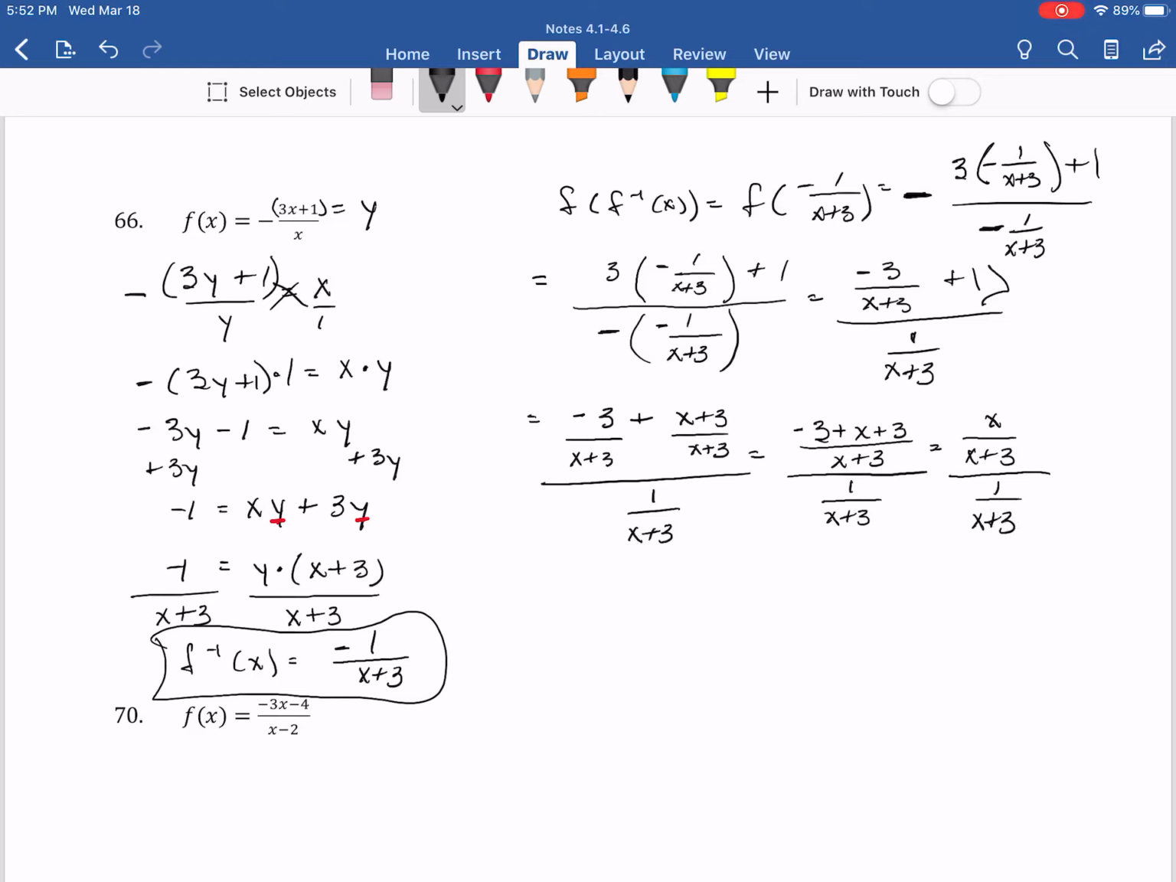Okay, remember how to divide fractions? Take the top fraction times the reciprocal of the bottom fraction. And look what happens. Those cancel out. And you just have x. We verified that we have the correct answer because we got for the answer the same thing as your initial input.